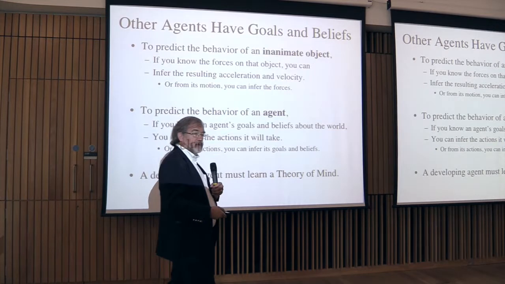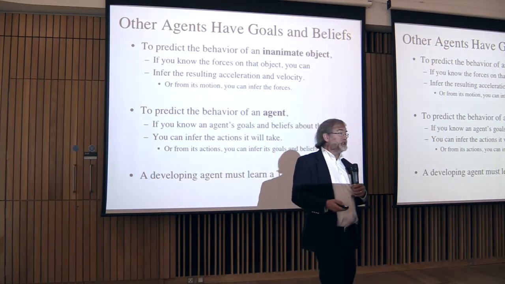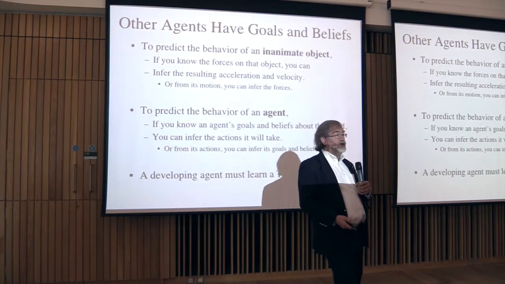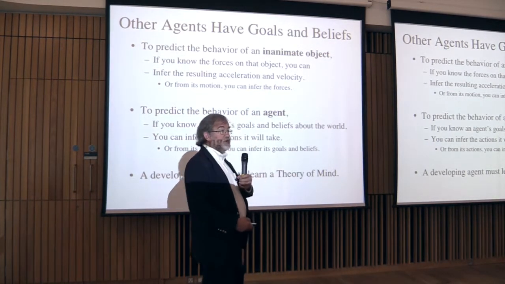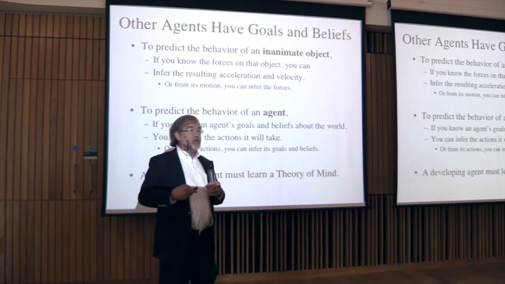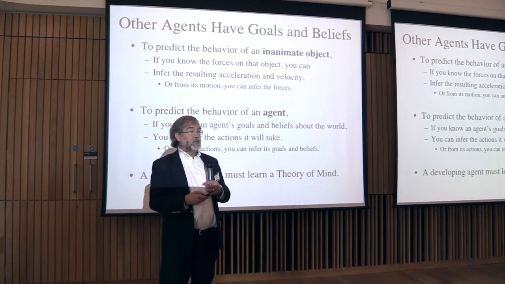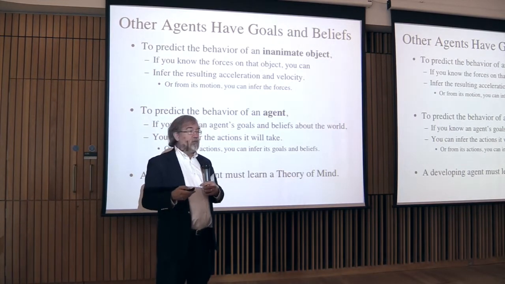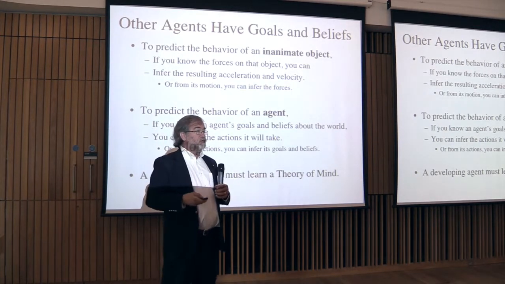Now, for an inanimate object, there are versions of Newton's laws, or probably more cognitively realistically, Aristotle's laws, for predicting the behavior of inanimate objects. If you know the forces on an object, you can infer how it's going to move. And likewise, if you observe an object moving, you can draw inferences about the forces on the object. So it's pretty straightforward. Depending on exactly what your theory is, you see an object moving, you can predict its future.